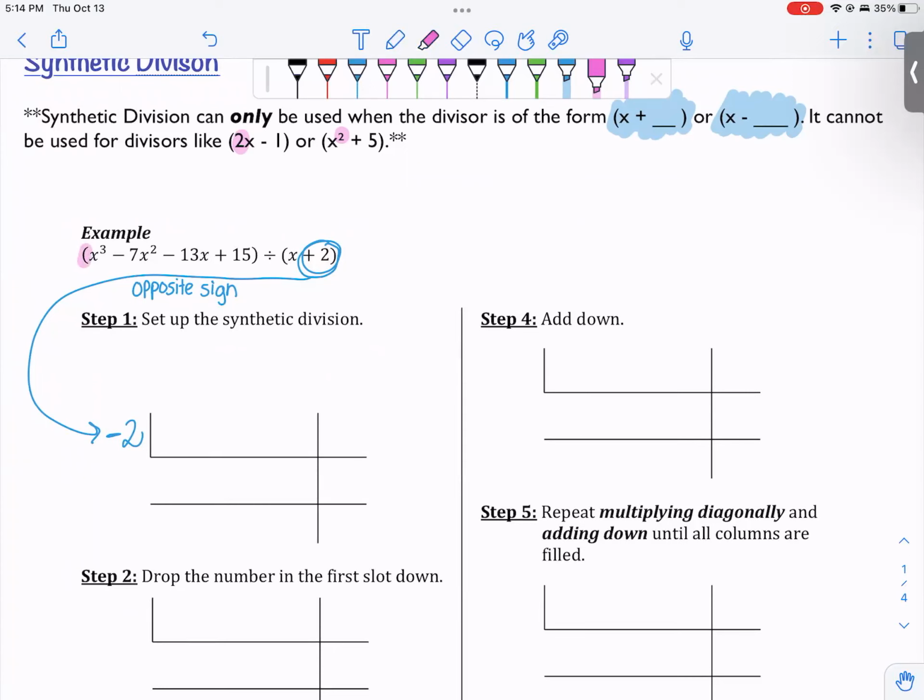Next, you're going to take the coefficients of this polynomial. Just the coefficients. Make sure you have all of them. Let's see, we have x cubed, x squared, x, and regular. We have everything. We're going to take all these coefficients, and there's a secret one right here. We're putting them right in here, with the very last one, 15, over here. So we have 1, negative 7, negative 13, 15. These are the coefficients of the dividend.